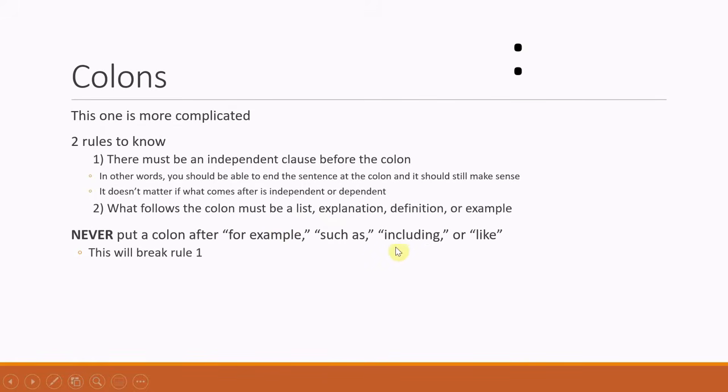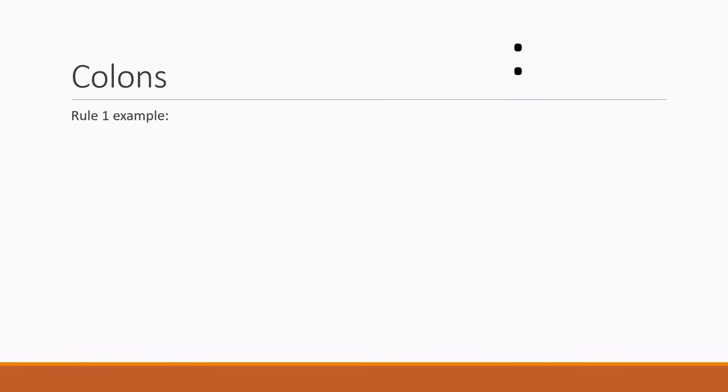Now, ACT loves to put these trick answers in there because people think, oh, it's used for an example, it's used for a list. Therefore, for example, such as, or including, those must be good uses of a colon. But if you ever have one of these, you're breaking rule 1 because you won't have an independent clause that makes sense before the colon. So never put a colon with those.